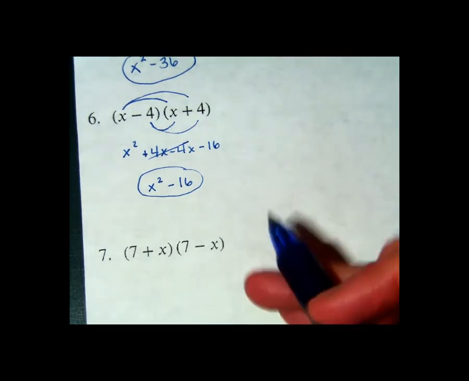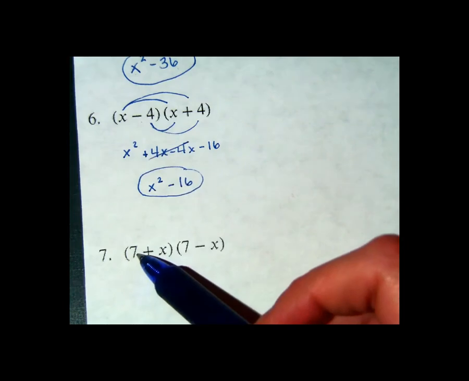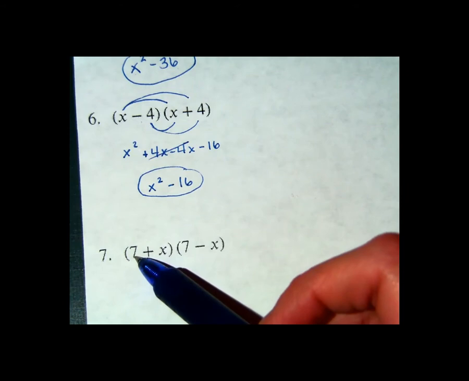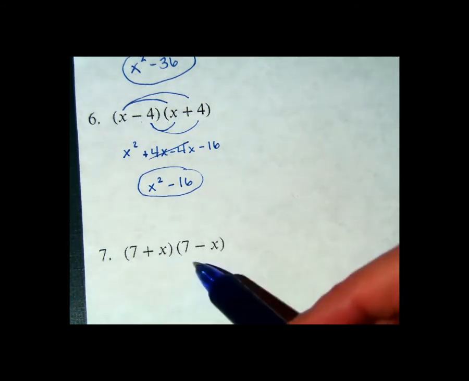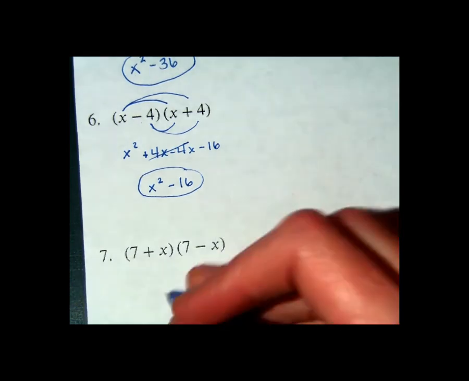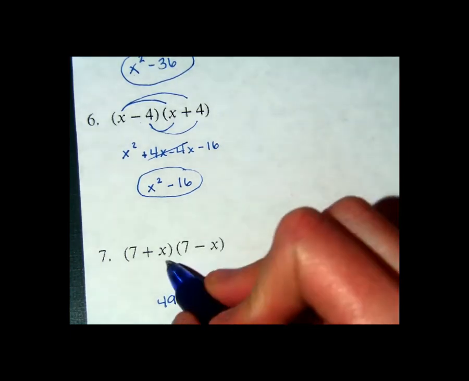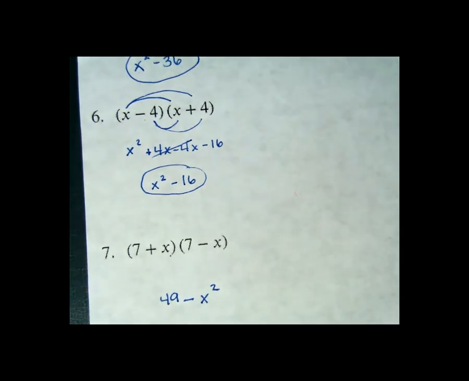How can you look at this or this and just know what the answer is? What do you think? Go ahead. The first two terms, you multiply those together. What is 7 times 7? Okay, and then what? Minus x times x, x squared. The rule is square the first, so 7 squared is 49, minus square the last.